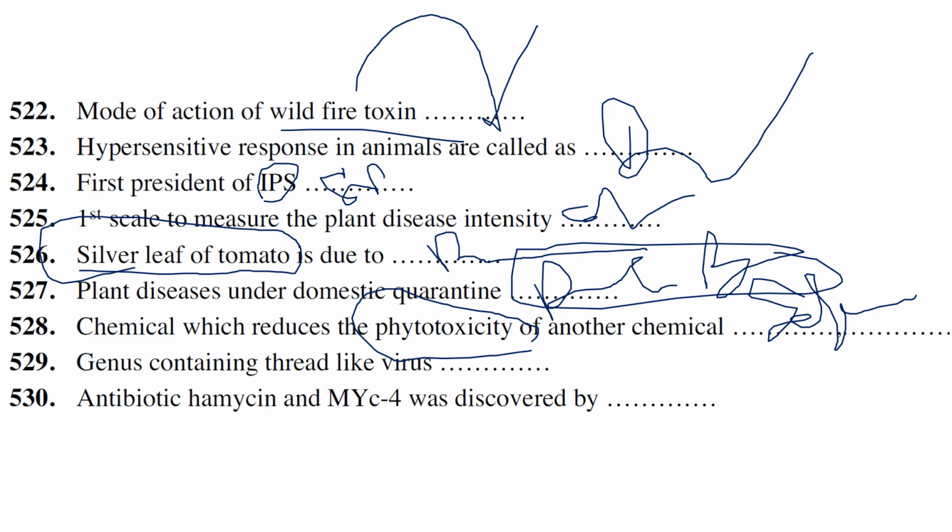Genus containing a thread-like virus: Closteroviruses only. All the closteroviruses look like thread-like viruses, or worm-like or tapeworm-like. We can generally call them thread-like viruses, closteroviruses. Antibiotics hamycin and mycotin, MYC4: the first antifungal antibiotics, aureofungin, dermostatin, hamycin, and MYC4, were all discovered by the father of Indian antibiotics, M.J. Thirumalachar.